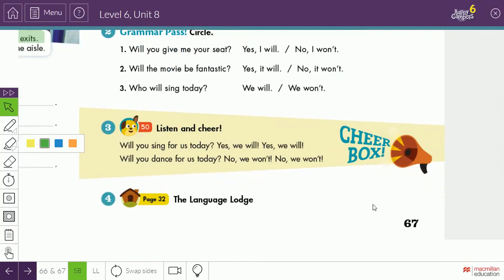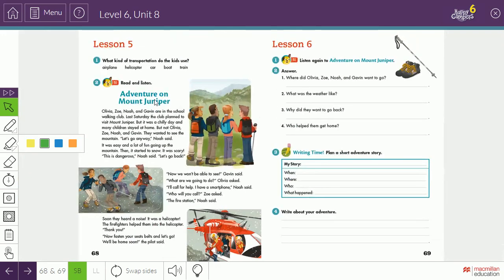Then we move to lesson four. We learned how to ask and answer questions about the future. Will you sing for us today? Yes, I will. Will you dance for us today? No, we won't. I told you before that won't means will not. We will, affirmative. Won't, negative, will not. Then we move to lesson five.